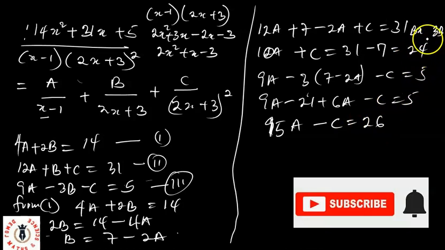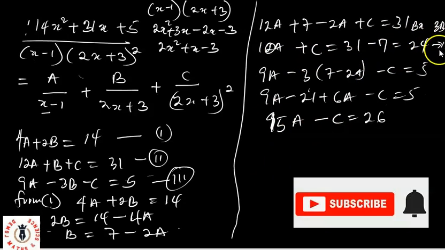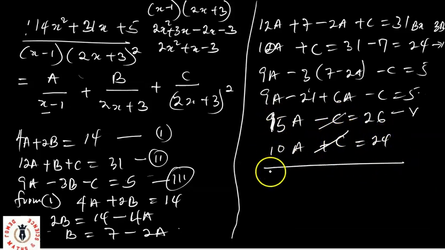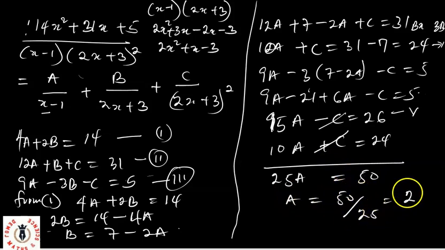Now let's call this equation 4 and this equation 5. Now I'll be adding equation 4 to 5, so that I have 10a plus c equal to 24. If you sum this up, minus c cancels plus c, and I'll have 25a equal to 50. So a is equal to 50 over 25, which is equal to 2.